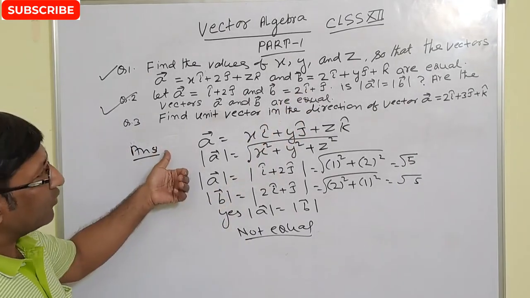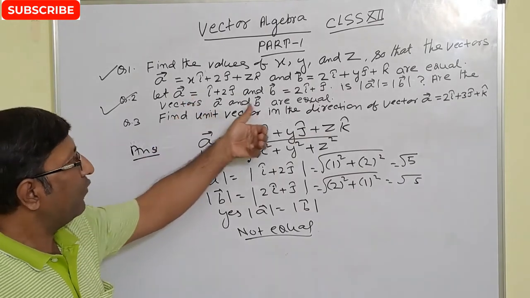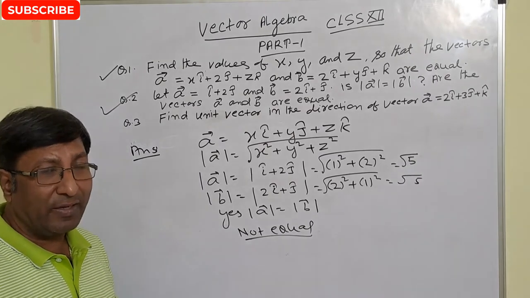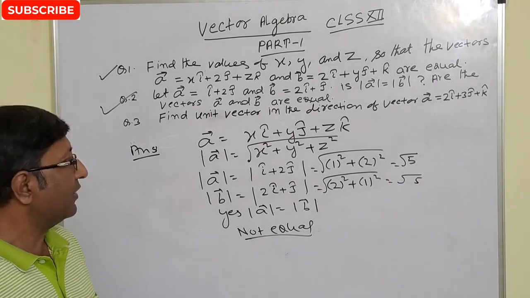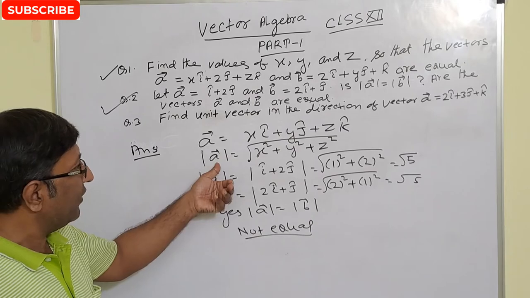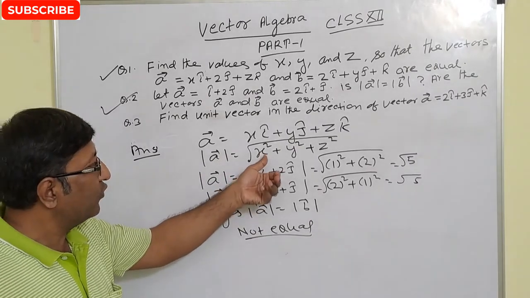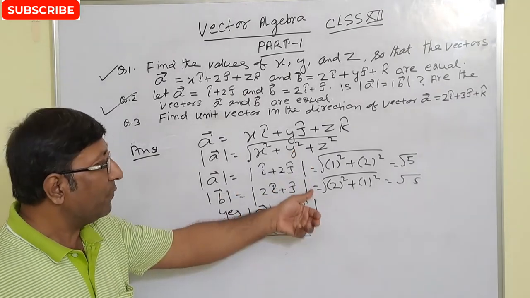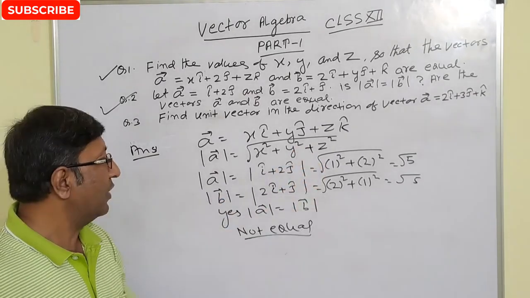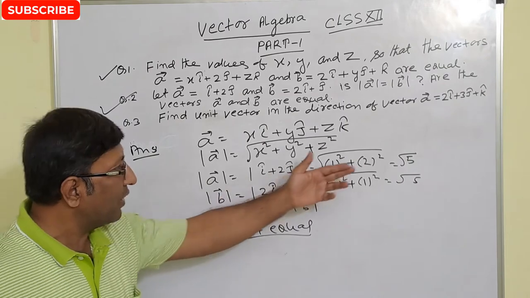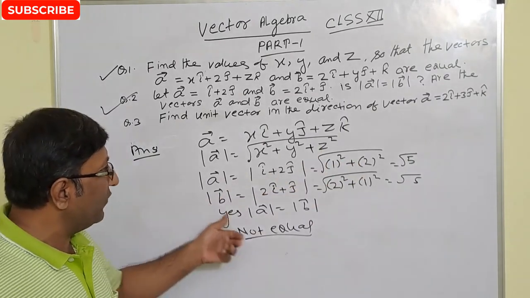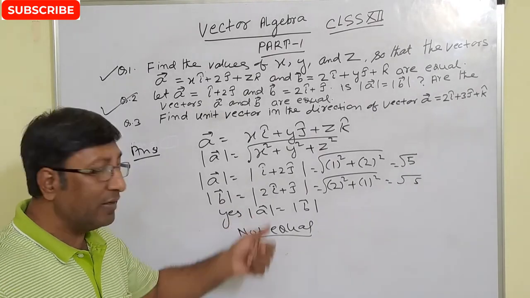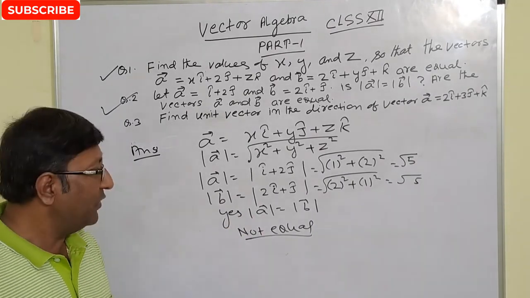So this is the second question. Vector A given, vector B given. My question is, is magnitude of A vector equal to magnitude of B vector? So we know magnitude of A vector is what? Root of coefficient of unit vector i square plus coefficient of unit vector j square plus coefficient of unit vector k square. So here magnitude of A is root 5. Magnitude of B vector is root 5. So both are equal. So yes, magnitude of A vector equals magnitude of B vector.